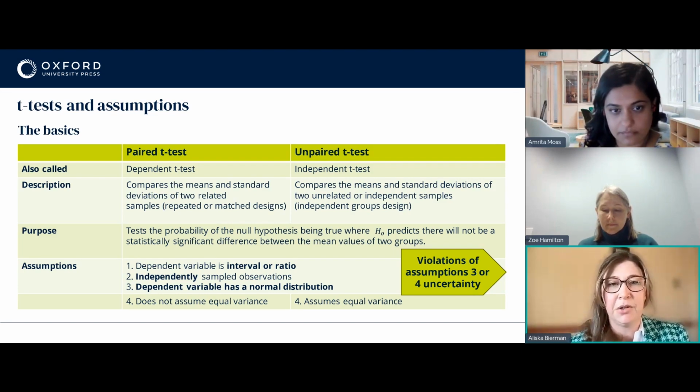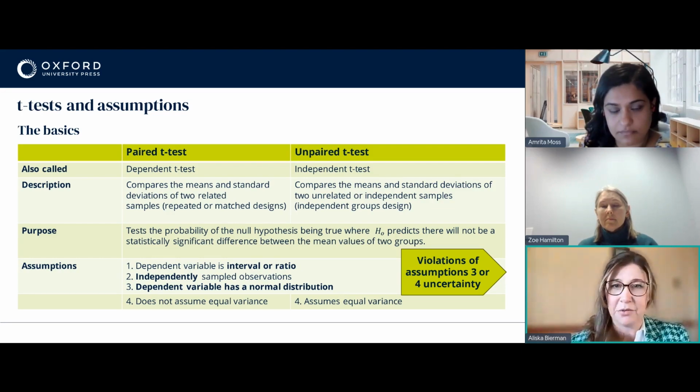The remaining two, dependent variable that has a normal distribution, that is something that they should be able to test, and they should be able to do this with Year 9 level maths. And then the last one is if they have a paired t-test, it's not really applicable, but if they have an unpaired or an independent t-test, they need to have a look at equal variance.